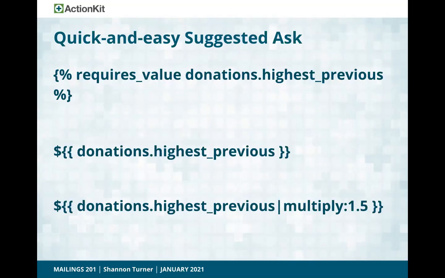So there's more than one way to put together a suggested ask. Using some of the snippets from the documentation, I can create this quick and easy suggested ask without needing a donation page. At this point, you might be really annoyed with me and say, Shannon, why would you go through the trouble of showing me that, I need to create a donation page and set up that suggested ask? Why not just show me this way?